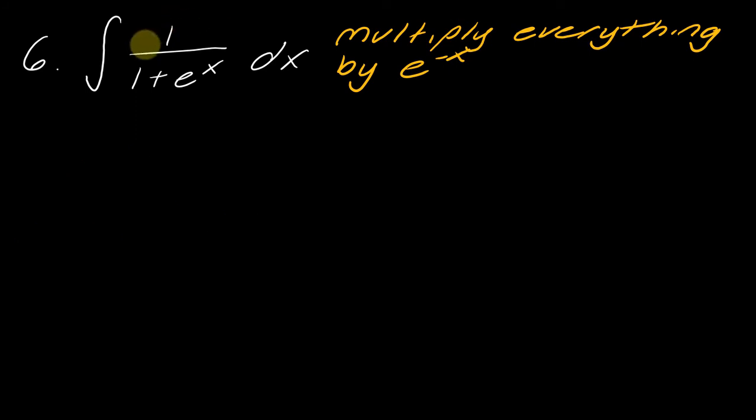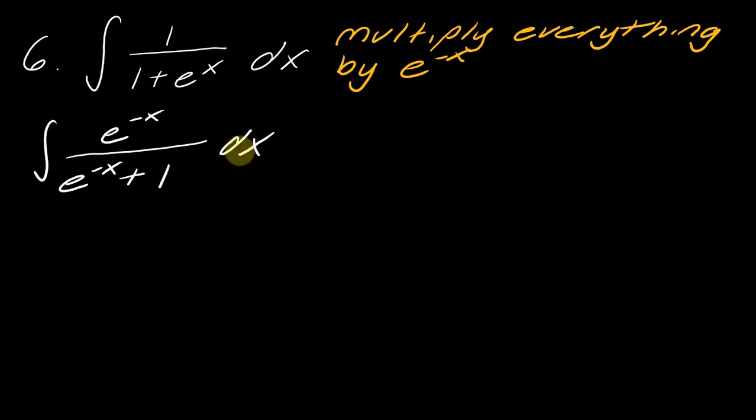So if I multiply all of this by e to the negative x, I'm going to get e to the negative x over, so 1 times e to the negative x is e to the negative x, and then e to the x times e to the negative x will give you e to the 0, which is just 1. So I've multiplied this whole fraction, every part of it, by e to the negative x, and I've gotten this expression. So these are equivalent to one another, but with this I can actually do a substitution.